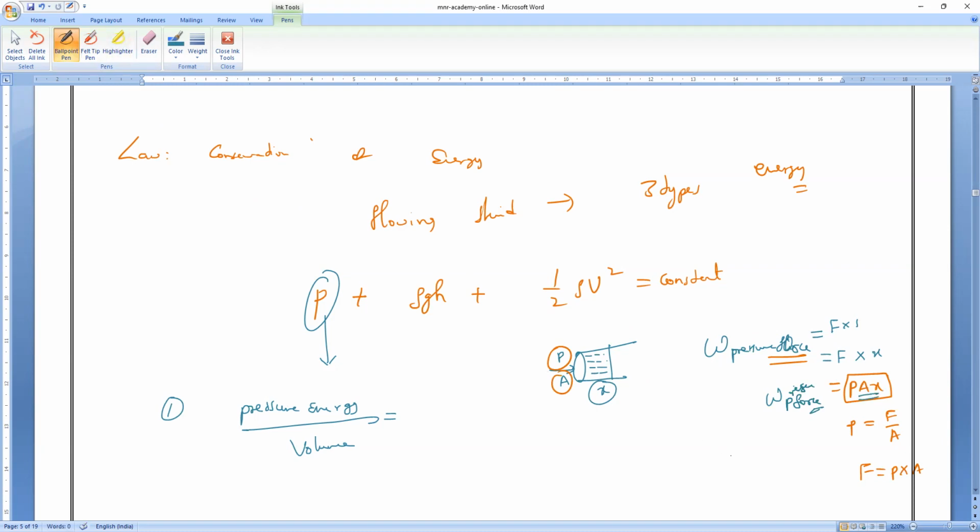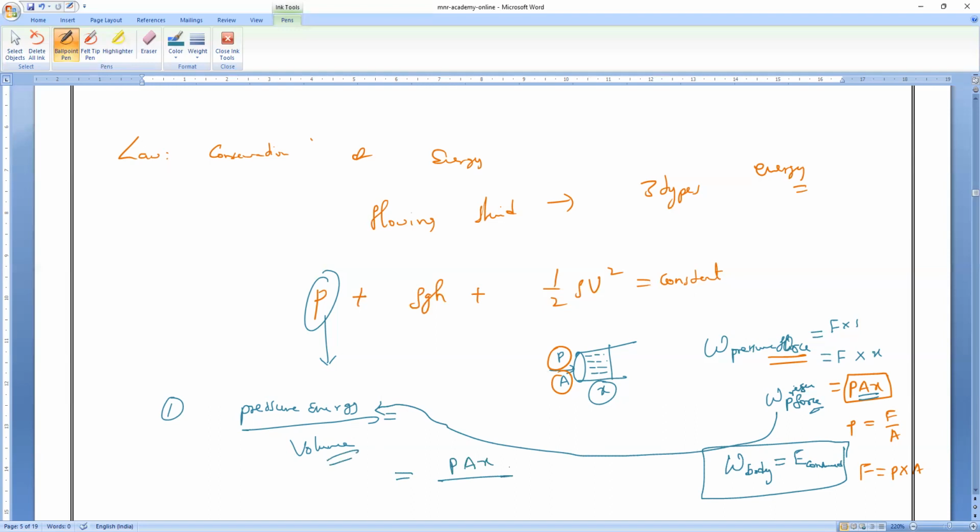We all know that from the law of conservation of energy, or from the 9th class, the work done by the body is equal to the energy consumed or released by the body, always equal. Pressure energy is work done by the pressure force divided by volume, that is PAX divided by the volume. Volume is equal to A into X, so AX will get cancelled.